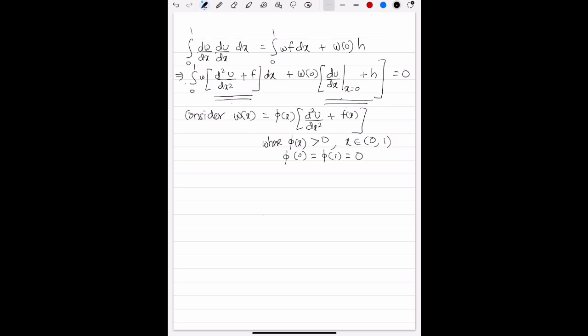Basically, phi of x is some function which looks like this. At 0 and 1 it is equal to 0, and in between it is positive. Now it will be clear in a minute why I chose this particular form of w of x. For now, let's substitute this w of x into this equation over here and see what we get.